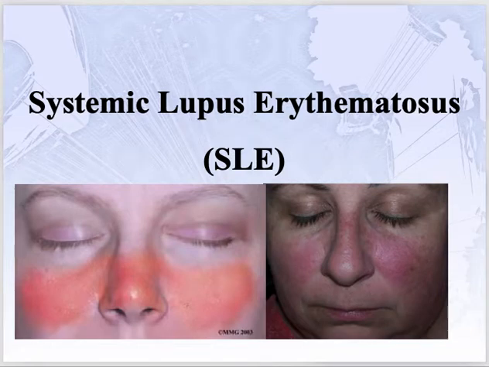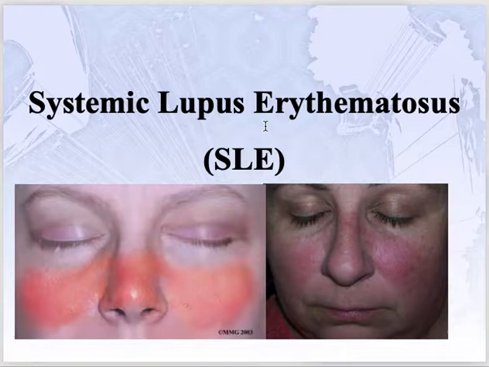Good morning, everyone. Today, our topic of discussion is SLE, or systemic lupus erythematosus. Systemic lupus erythematosus is a multi-system disorder in which patients develop arthralgias and rashes, which are the most common features of this condition, as well as many other signs and symptoms because this is a multi-system disorder.